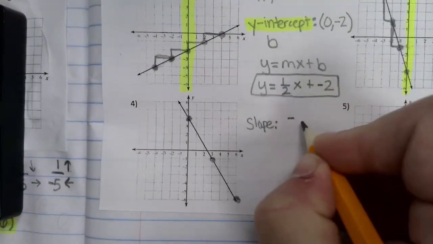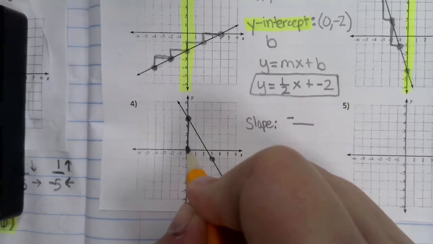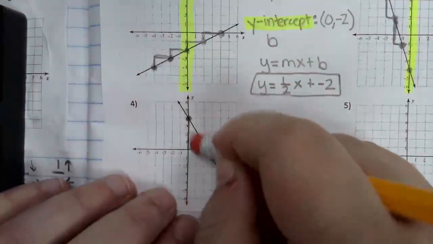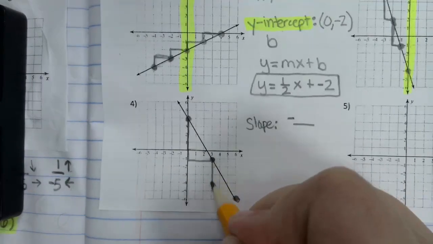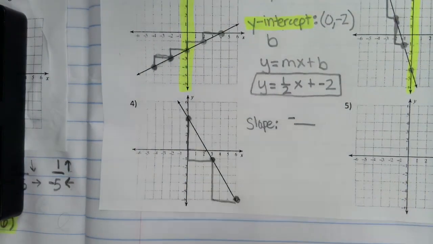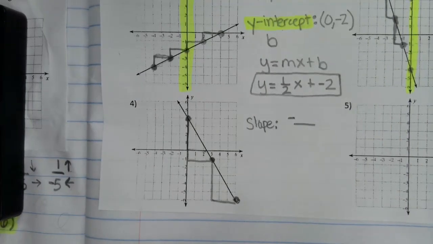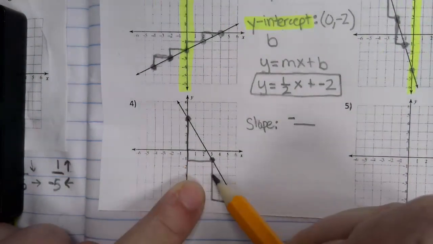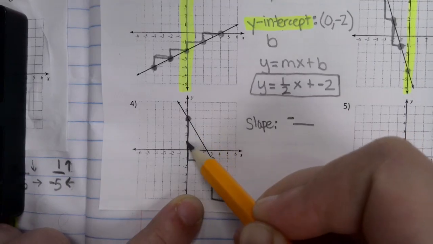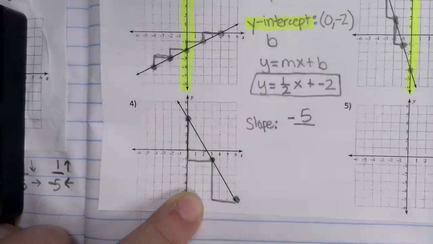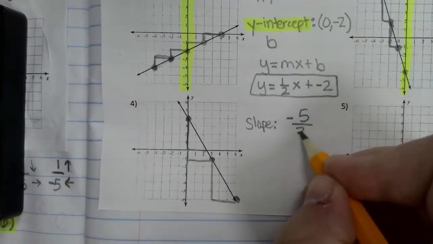Okay. So negative. And I'm thinking how much down and over. Down and over. Or you can go up and over, and you'll get the same answer, but you just have to make sure your slope is negative. What'd you guys get, class? -5 over 3. Okay, so down 5, over 3. Down 1, 2, 3, 4, 5. Yep. Down 5, over 3, to the right.